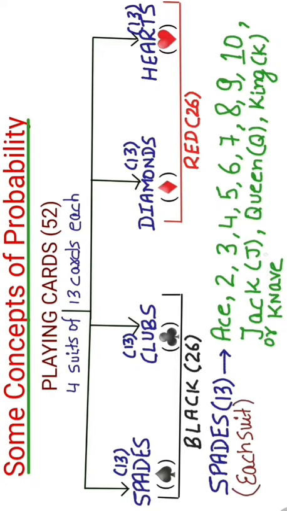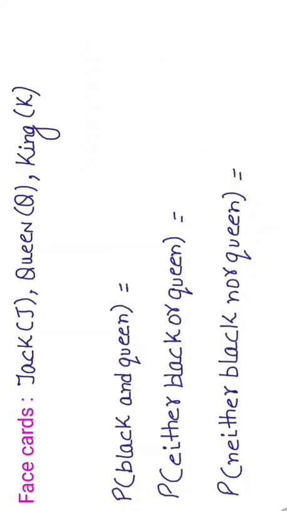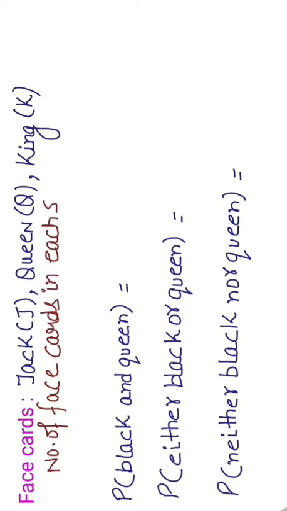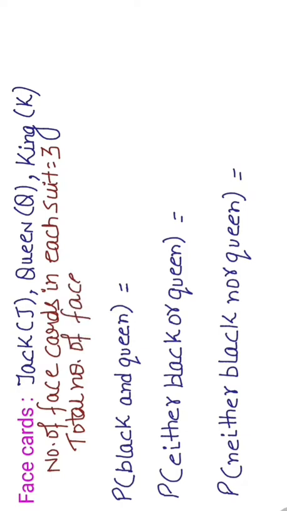Then jack represented by J, also called knave. Then queen represented by Q and king represented by K. These 2, 3, 4, 5, 6 are called numbered cards up to 10. And jack, queen, king are called face cards. So the number of face cards in each suit equals 3. And there are 4 suits, so the total number of face cards in a deck of 52 playing cards equals 3 into 4, that is, total 12 face cards.